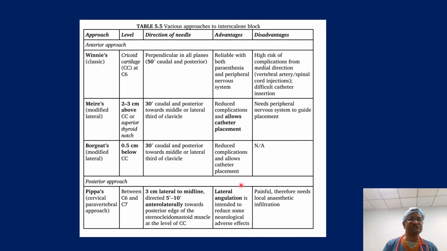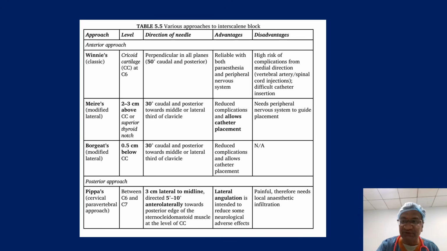There are a lot of approaches. Winnie said at the level of the cricoid, perpendicular in all planes, with a high risk of complications, vertebral artery and spinal cord. Meier's modification: 30 degrees caudal and posterior towards the middle third of the clavicle only. Here you slightly go laterally towards the middle or lateral third of the clavicle. Then the Borgeat method, coming from the posterior. So these are all the various approaches to interscalene block.